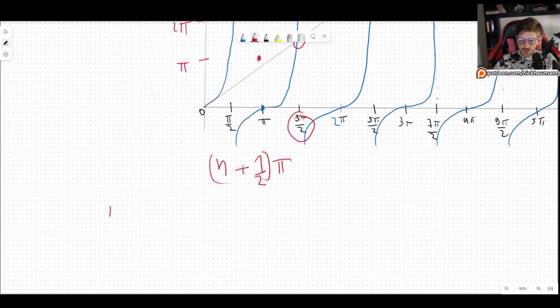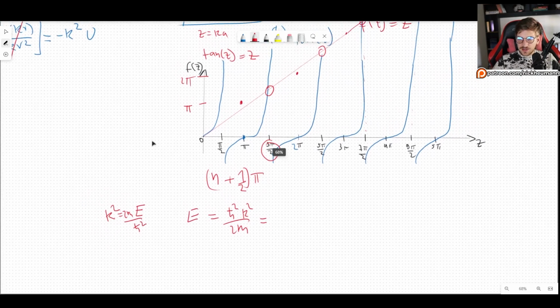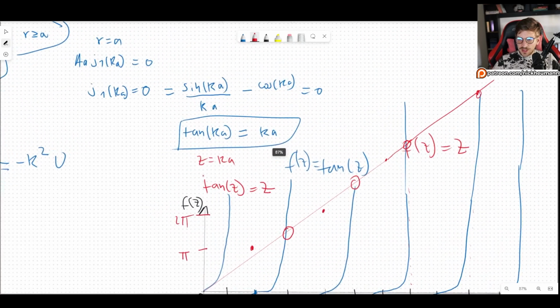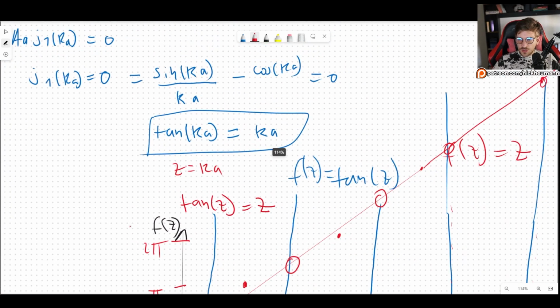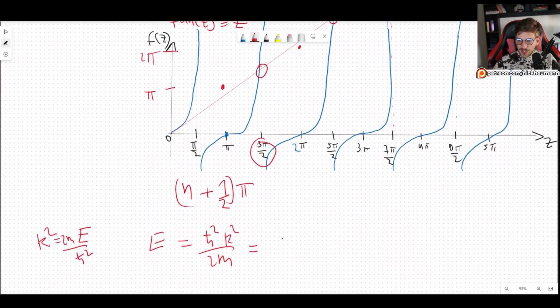Well, let's go to the energies of the infinite square well. We know that k squared is equal to 2mE over h bar squared. And here we just solve for E. So E is going to be h bar squared k squared over 2m. But what is k? So let's go back a little bit. We know that k here is z over a. So we know that k is z over a. So h bar squared over 2m times z over a, squared.